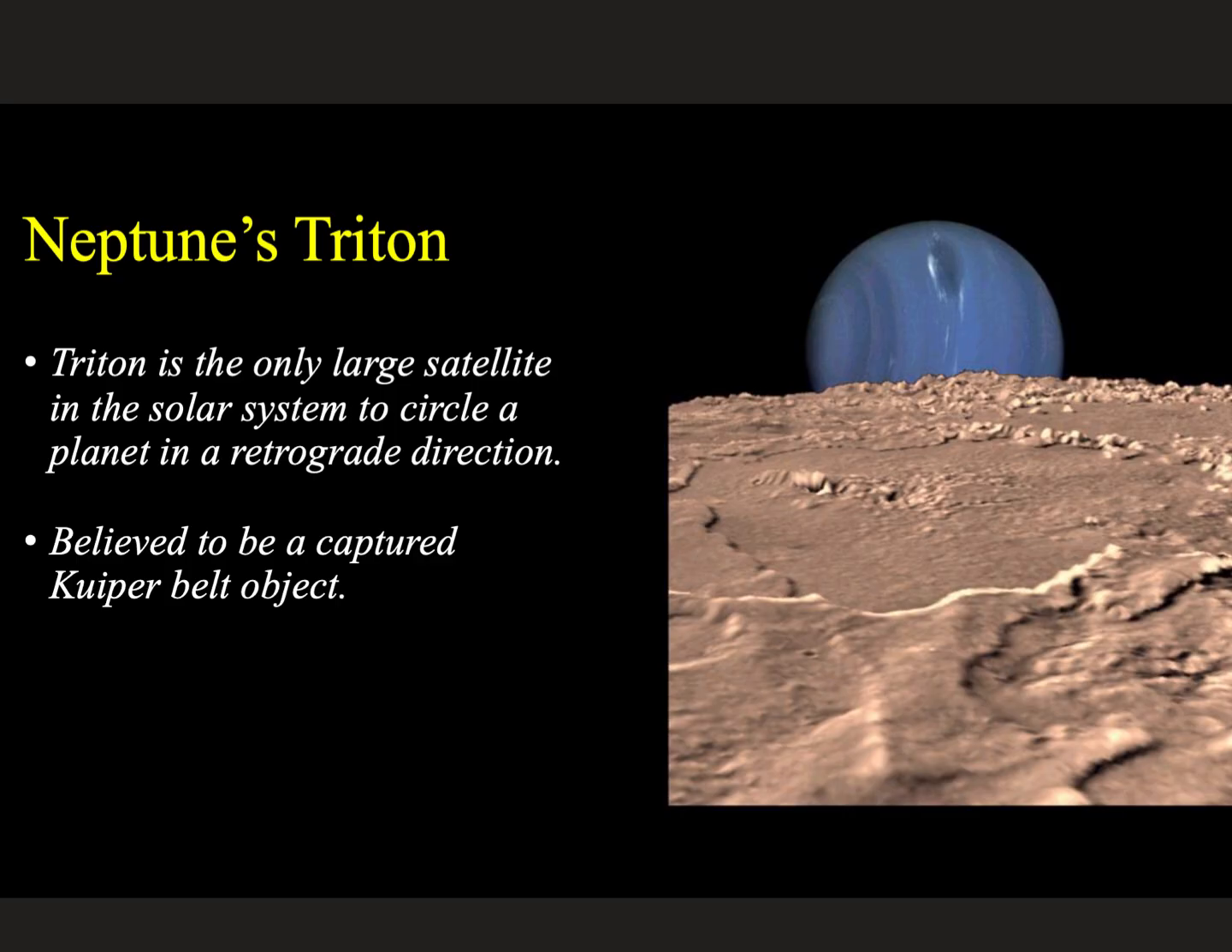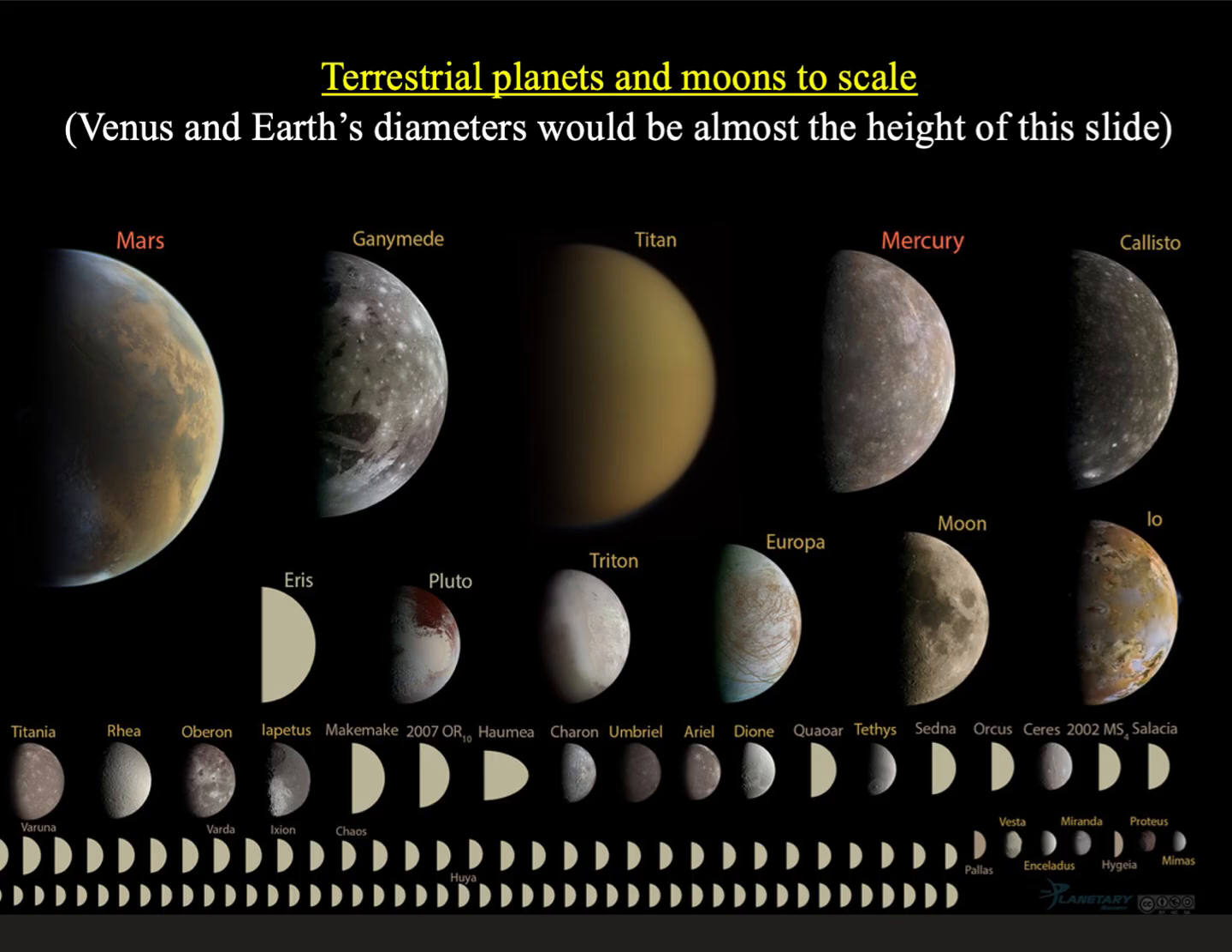And finally, this slide is just an image that allows you to compare the sizes of smaller terrestrial planets, Mars and Mercury, with some of the moons and dwarf planets in our solar system. Notice that moons Ganymede and Titan are actually larger than Mercury. Also notice that dwarf planet Pluto is also quite a bit smaller than several moons. We'll discuss some of these dwarf planets in the next 2 lectures.